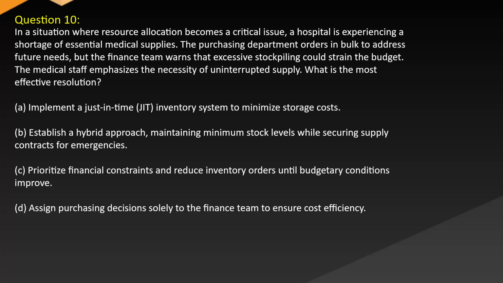A. Implement a just-in-time (JIT) inventory system to minimize storage costs. B. Establish a hybrid approach, maintaining minimum stock levels while securing supply contracts for emergencies. C. Prioritize financial constraints and reduce inventory orders until budgetary conditions improve. D. Assign purchasing decisions solely to the finance team to ensure cost efficiency.